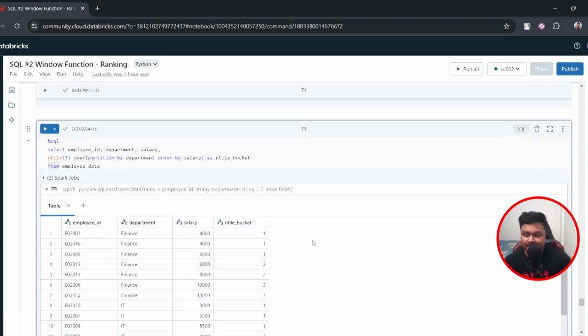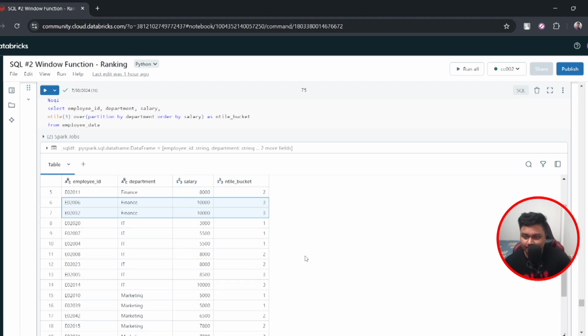As Ntile bucket. Let's check out the data. So let's focus on the finance data for now. As you can see, all the records are distributed into multiple buckets, basically 3 buckets. So this is bucket number 1, and all these 3 records fall into this bucket. Then this is bucket number 2. All the 2 records fall into this bucket, and here is bucket number 3. And these last two records fall in bucket number 3.